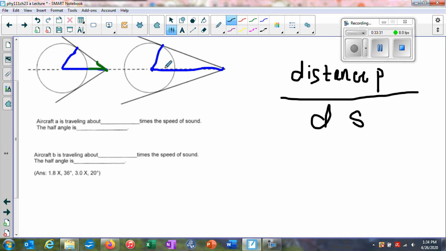When you measure these, if you could print this out and measure, this line here is 3 times longer than this line. So this plane represented by this cone is going at 3 times the speed of sound. You can measure that half angle. It's narrower because it's moving faster. So it's a 20 degree half angle.